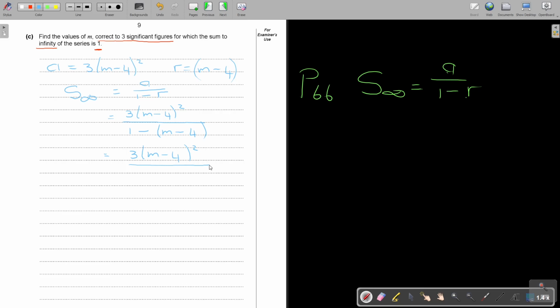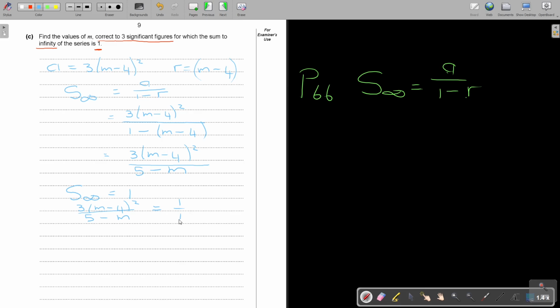So 4 plus 1 is going to be 5 minus m. Now we can simplify it further. I tell you that the sum to infinity is equal to 1. So I'm actually getting 3m minus 4 squared over 5 minus m, and that is equal to 1 over 1.